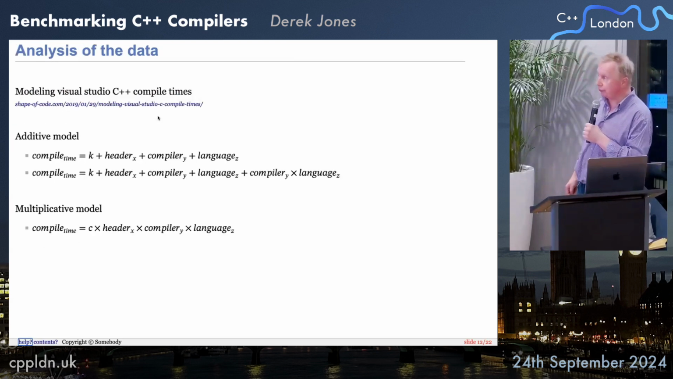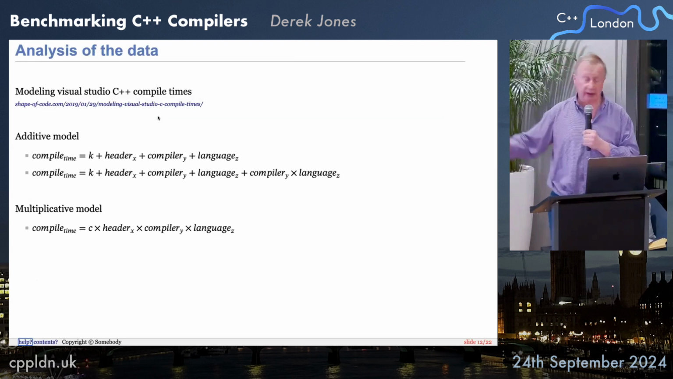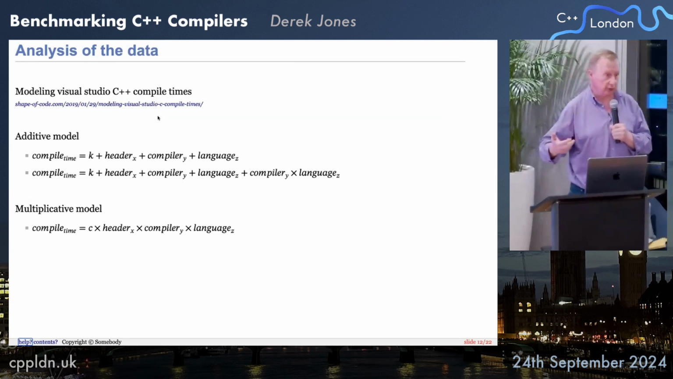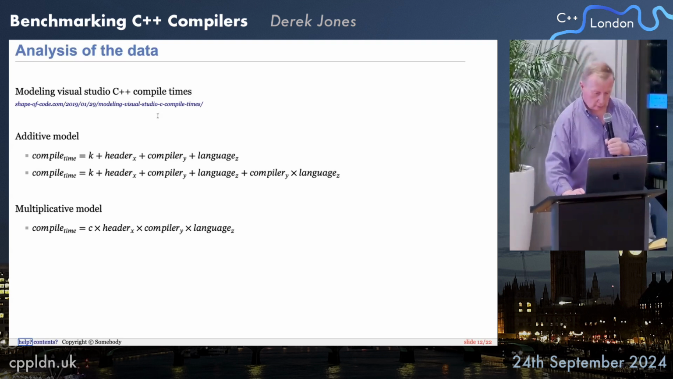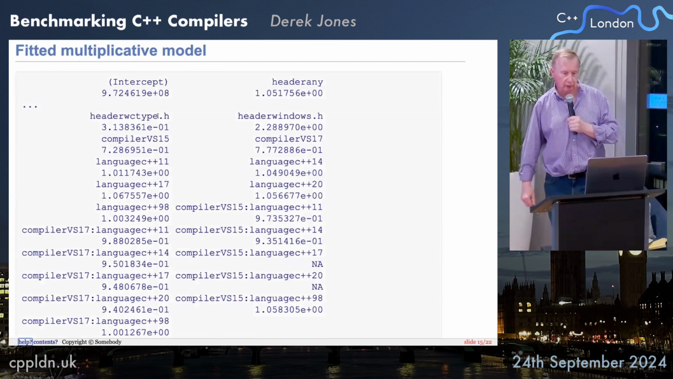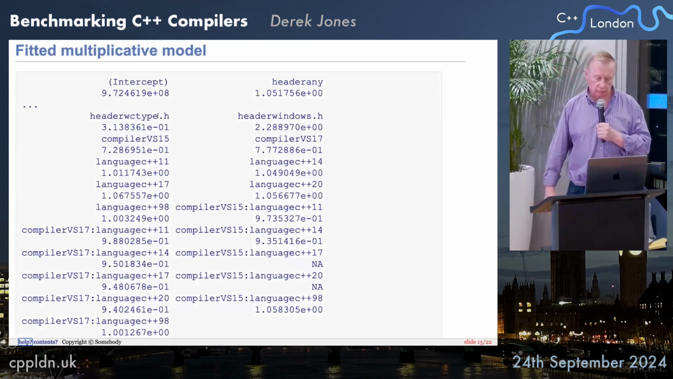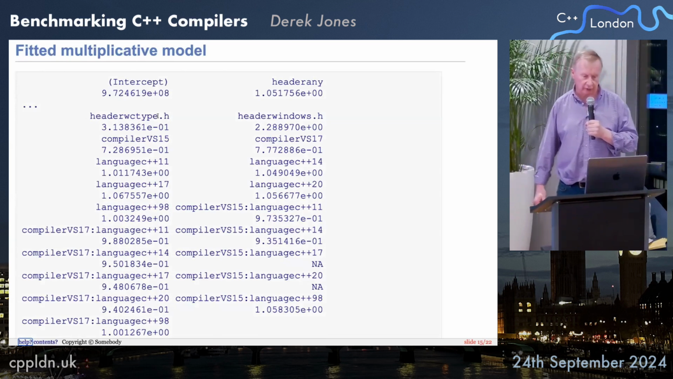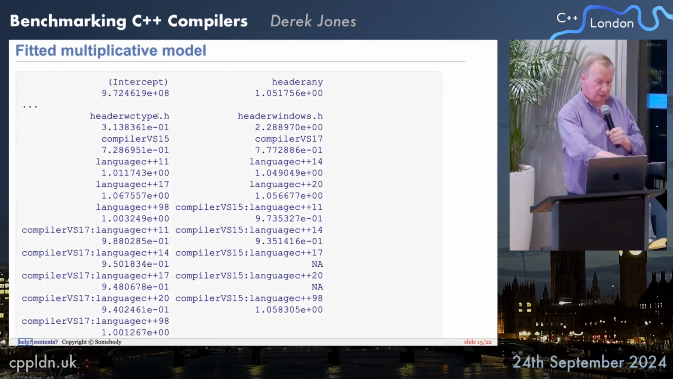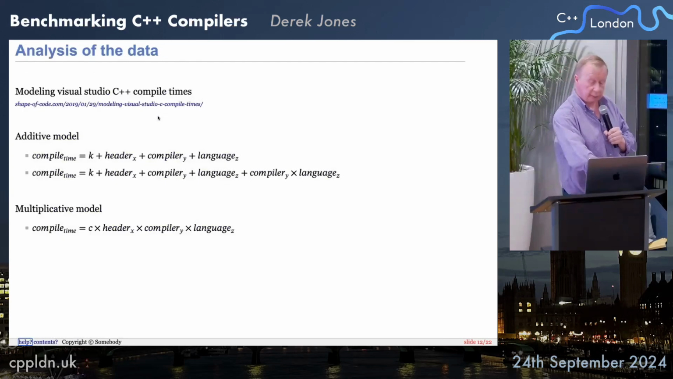So I talked you through the additive model. The other idea is the multiplicative model, where the compiler makes a percentage contribution to the performance. And here are the numbers for the multiplicative model. Actually, this is measuring CPU clock cycles rather than time. Let's not go there. So the intercept, the 9.7 times 10 to the 8, is this number C.